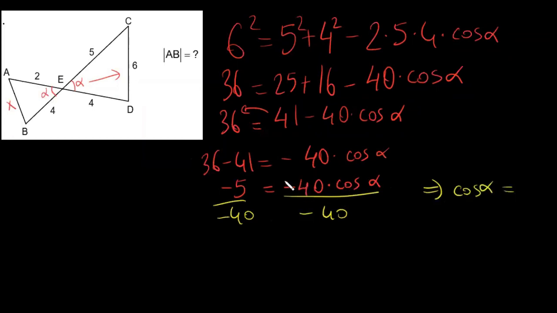So cosine of alpha is going to be equal to 5 over 40, because negative 40 and negative 40 canceled out, minus over minus is plus. You can divide by 5: 1 over 8. Cosine of alpha is 1 over 8. So I'm going to use that to find x.